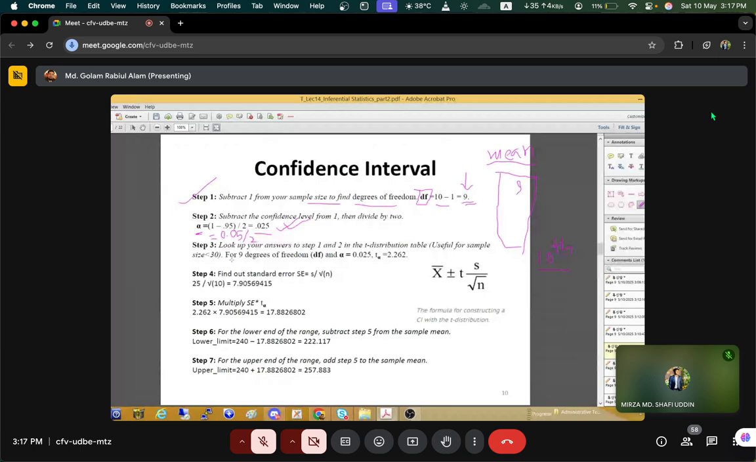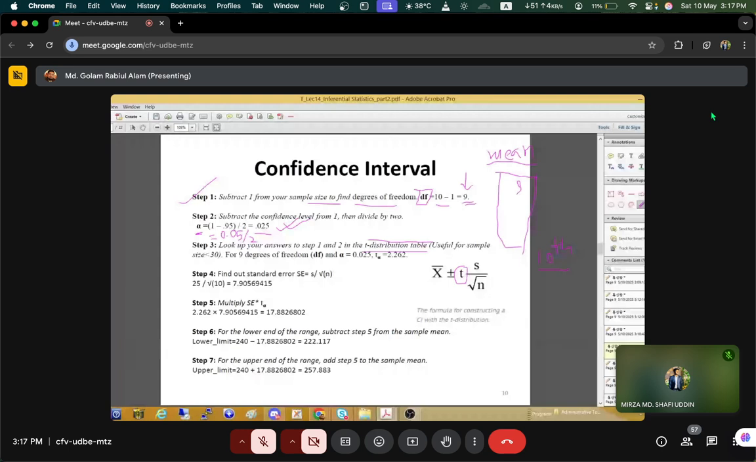And then look up your answers to steps 1 and 2 in the T distribution table. That means we have to use the T table, which is one of the standard tables for statistics. From that T table we will find out the value of our T.